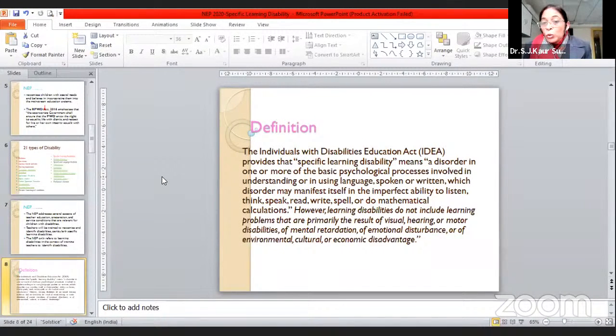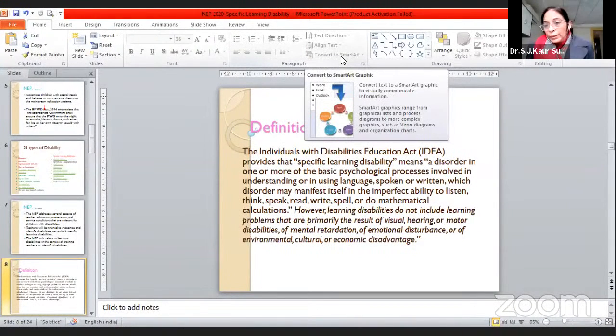However, learning disabilities do not include learning problems that are primarily the result of visual, hearing, or motor disabilities, of mental retardation, of emotional disturbance, or of environmental, cultural, or economic disadvantage. If I just explain this definition in layman language, it says two things. Number one is that a learning disability is an inability to do writing, reading, and mathematics. It affects the academic skills.